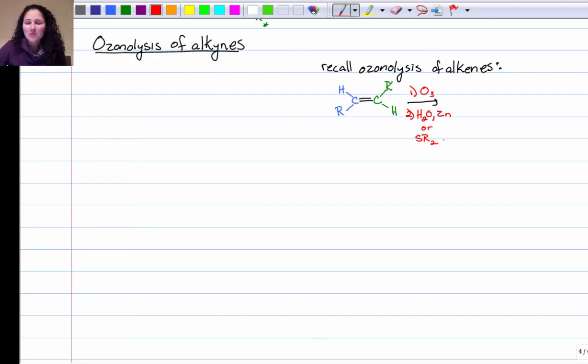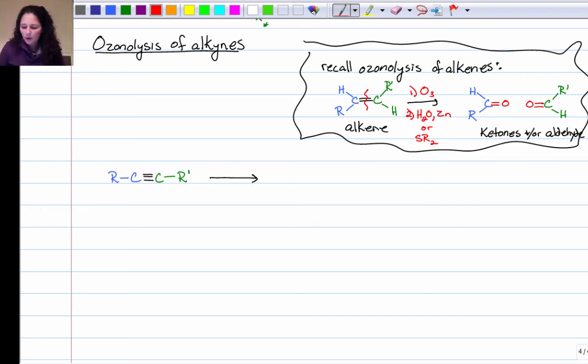Now let's talk about ozonolysis of alkynes. But first let's remember what we know about ozonolysis of alkenes. If you don't remember this reaction, please review your notes before you go on. Ozonolysis of alkenes cleaves the alkene double bond and replaces the carbon-carbon double bond with a carbon-oxygen double bond. In this reaction, the first step is to add ozone, and the second step is to use a reductive workup. The reductive workup can either be water and zinc, or it can be a dialkyl sulfide. The product is either ketones or aldehydes, depending on what's attached to the original carbons.